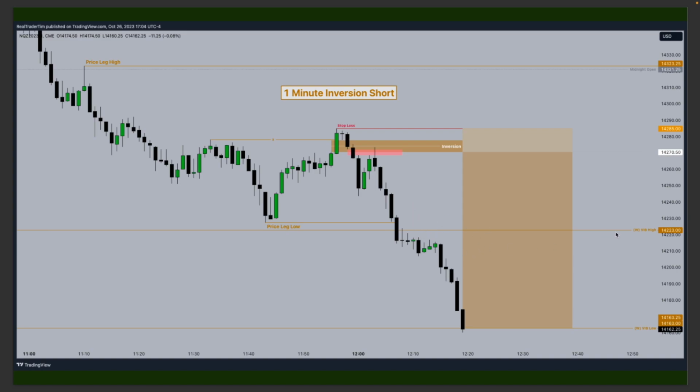So this is a weekly volume imbalance. This is the high of it. This is the low of it. So price is not balanced there. So we should expect price to go down there to balance it, okay?